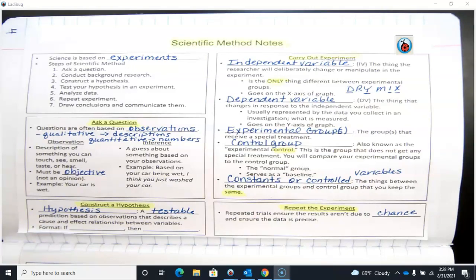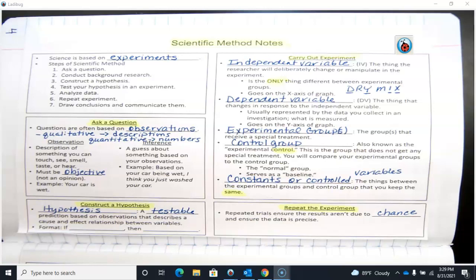Now, when we carry out an experiment, we have to make sure that we identify the independent variable, which can be abbreviated IV. The independent variable is the thing the researcher will deliberately change or manipulate in the experiment. It is the only thing different between the experimental groups. So it's the one thing that's different between your groups. When you're graphing your data, the independent variable will go on the x-axis of the graph.